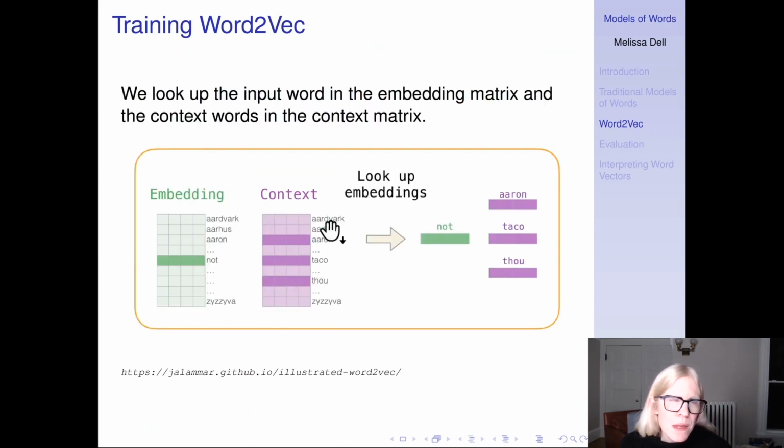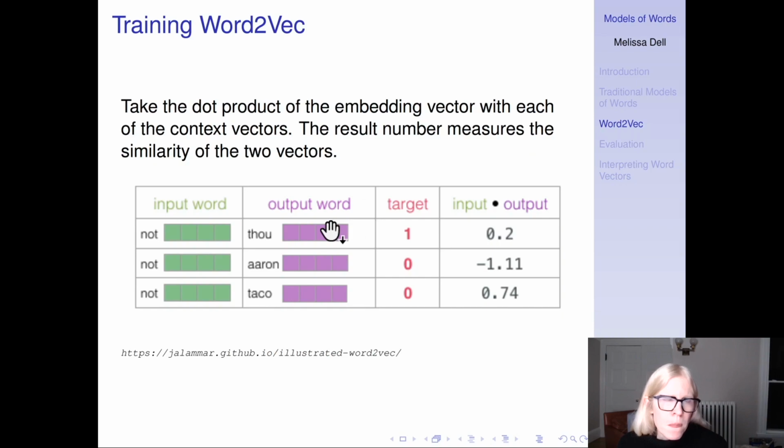And so we look up the input word in the embedding matrix, and what you see there in green, and the context words in the context matrix. And remember, we have every word kind of in the vocabulary in every matrix. So we've looked up those embeddings, and then we're going to take the dot product of the embedding vector with each of the context vectors.